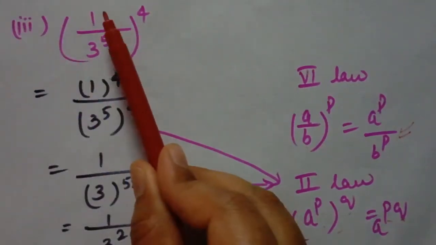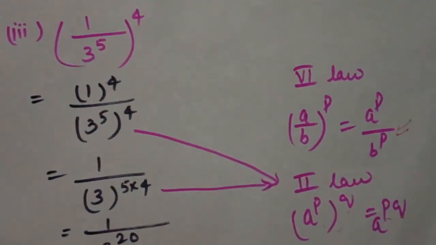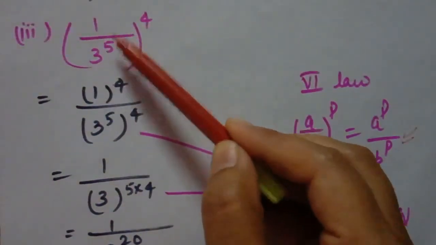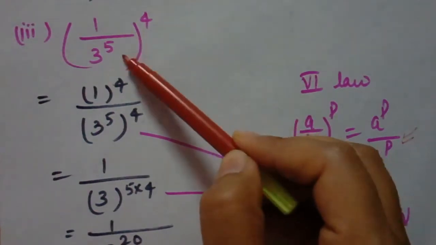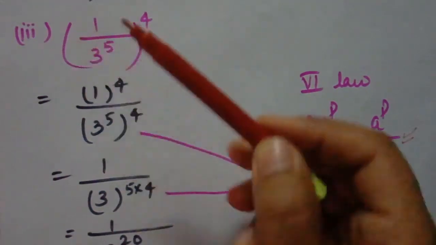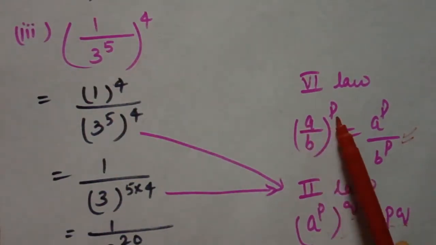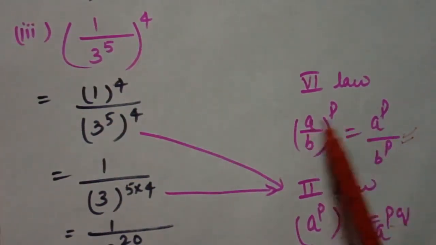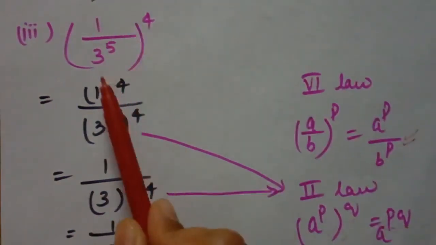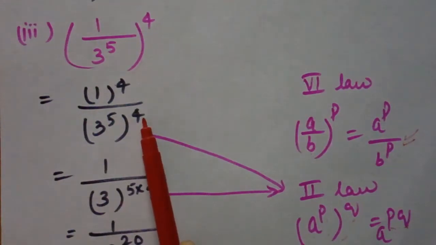Third example, 1 upon 3 raised to power 5, bracket whole power 4. In this question, we have two powers, but this number is present in the form of an expression with numerator and denominator. So first of all, we will open this bracket. We know the sixth law is a divided by b, whole power p. How will we open this? a raised to the power p and b raised to the power p. Same here, 1 raised to the power 4 and 3 raised to the power 5, whole power 4.